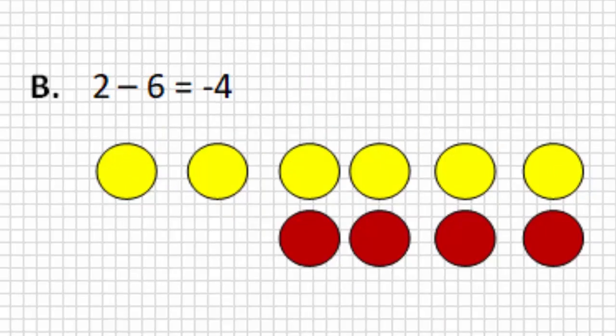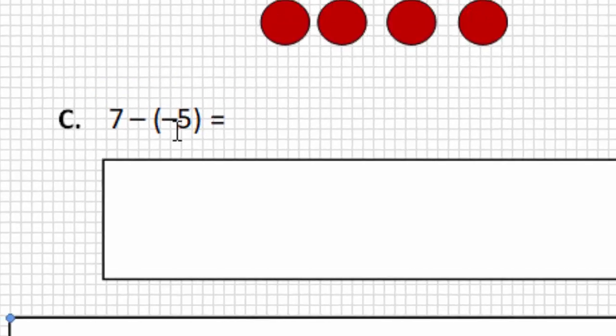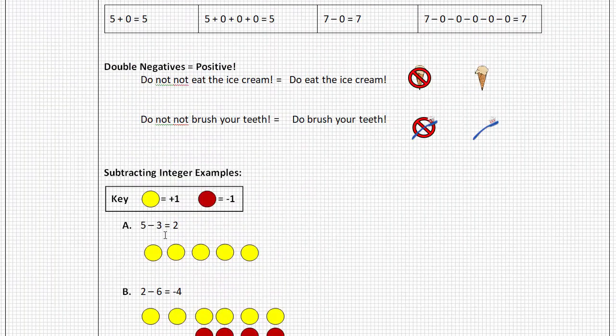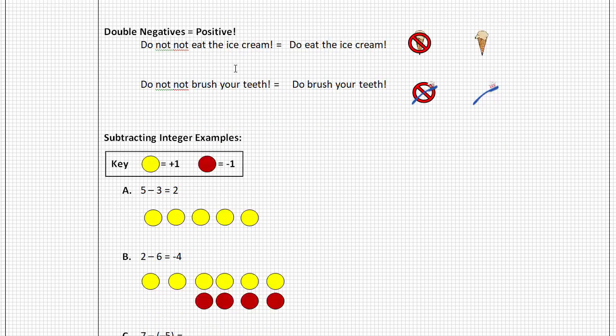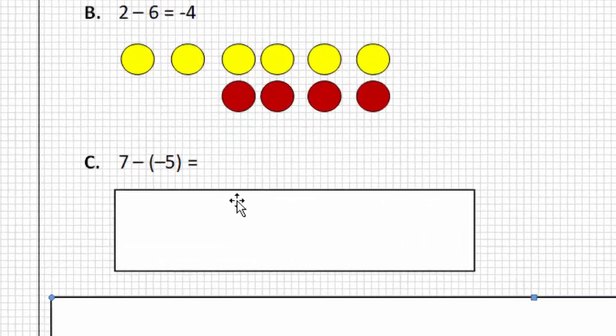For problem C, we have 7 subtract a negative 5. Here's where we're starting to see that double negative I referred to earlier. Now it's in a math sentence. And earlier we learned that a double negative is actually telling us it's a positive. So let's see how that plays out with our integer chips.